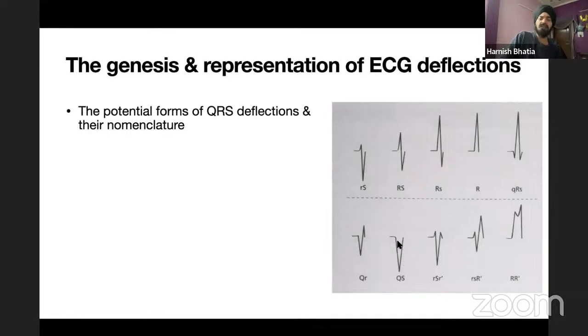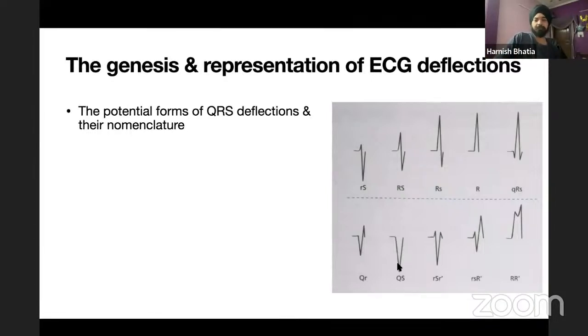Shouldn't it be only Q? When there is a single negative wave, it is called a QS wave, because the last activation, the second negative wave, is merged in it. So it is called a QS wave. It doesn't make any difference. We call it Q wave or QS wave. The nomenclature is QS wave. So it doesn't matter, Anshaj.